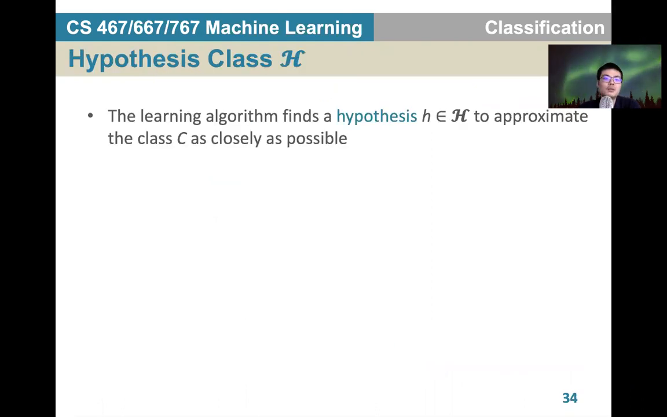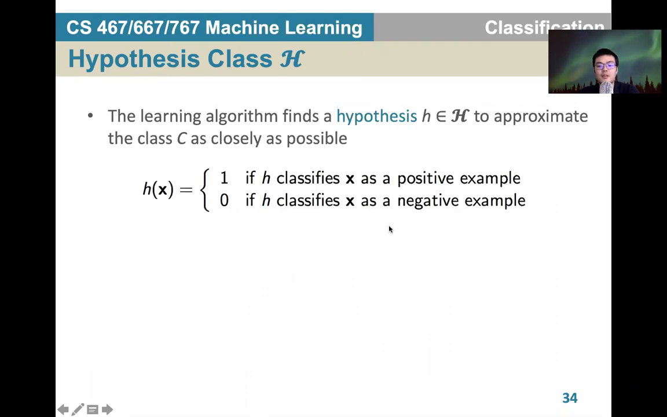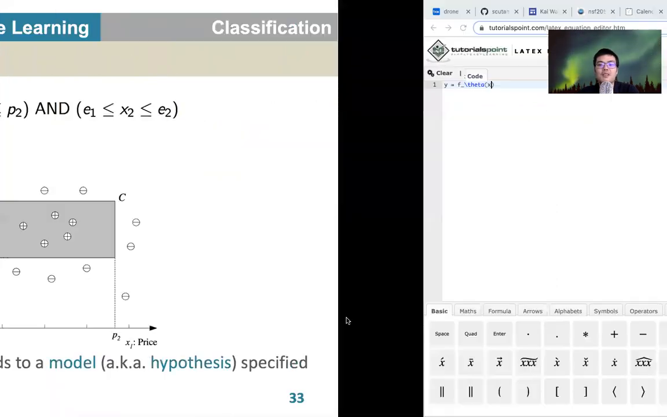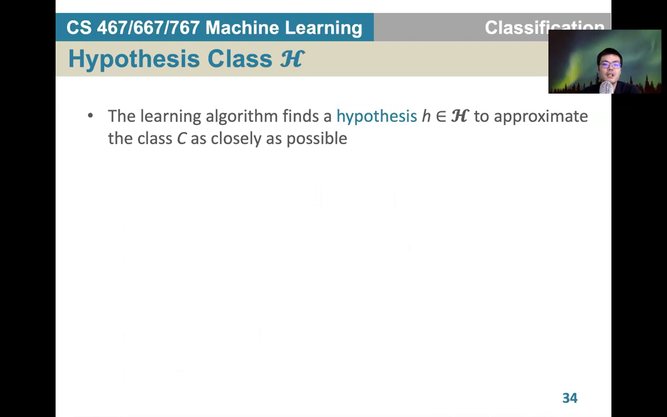And so next, remember, hypothesis is just a model. It's just another name for model. Models are, for example, in scikit-learn, logistic regression, maybe some deep learning model, support vector machine. So a learning algorithm finds a hypothesis to approximate the class C. We have a ground truth class, we will see that later, and we want our hypothesis to be as close as possible to the class.